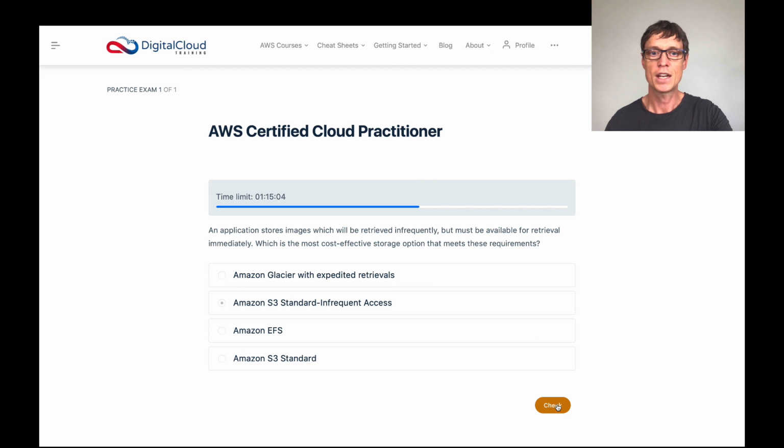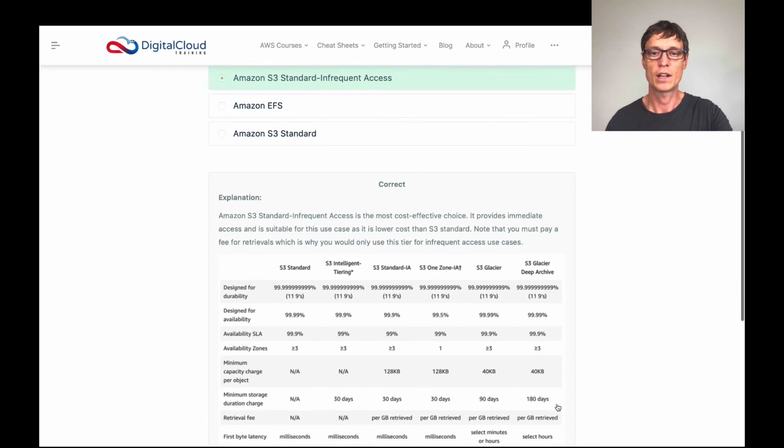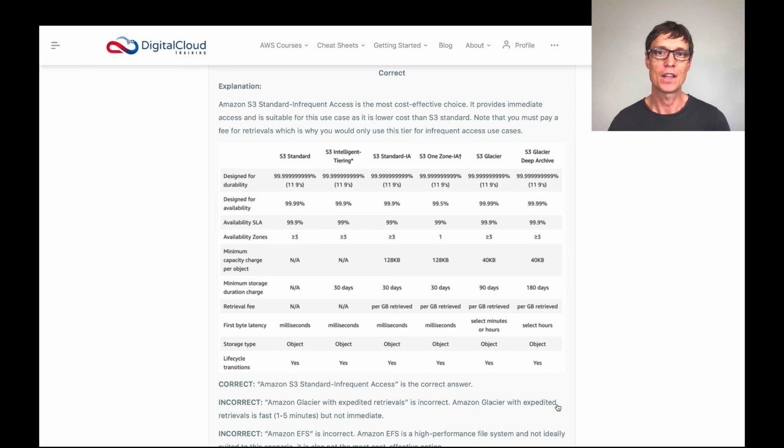So let's choose check, and sure enough, that's the correct answer. And here is a table that shows you the different storage classes on S3. You can see some information here, for instance, with S3 Standard Infrequent Access, which was the correct answer, you pay a retrieval fee per gigabyte retrieved. And with standard, you don't. The costs aren't on this page, but the costs are definitely lower. So that was definitely the good answer.